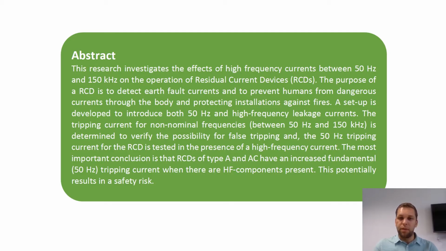So false tripping means that the RCD trips in the case when it shouldn't, so when there's no earth fault current present, the RCD shouldn't trip. And the other case is a false negative. That's a case in which the RCD does not trip, whereas there is a dangerous leakage current present.